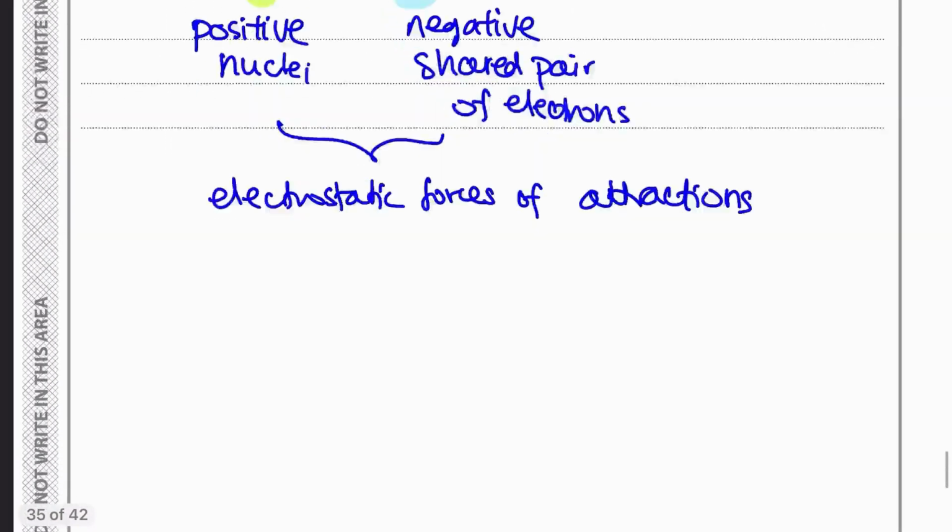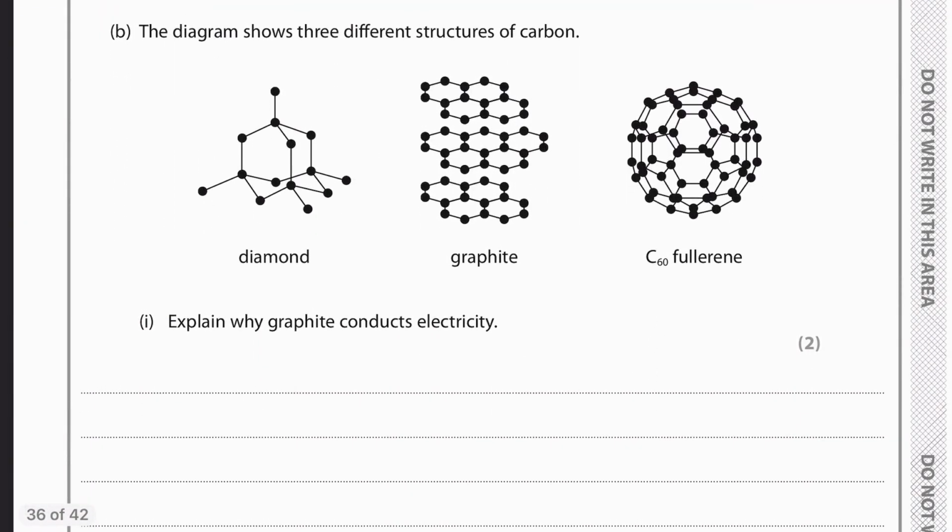Okay, great. This one, bonding. Bonding, very straightforward. This is not bonding, it's about conductivities. Explain why graphite conducts electricity. These are all carbons, different forms of carbons. I hope you guys know that these are allotropes of carbon. Allotropes means just different versions or how it's arranged differently. Allotropes of carbon. And explain why graphite over here conducts electricity.